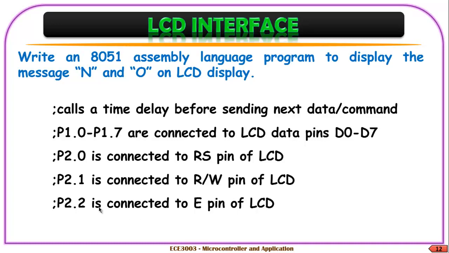So whenever you are configuring an LCD screen with the 8051 interface, the most essential pins you require for the interfacing are P1.0 to P1.7 connected to any one of the ports. The remaining three important pins, RS, RW, and enable, must be connected to any one of the ports of the 8051 microcontroller to control the LCD.